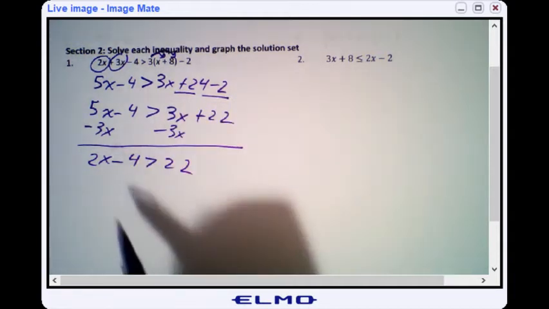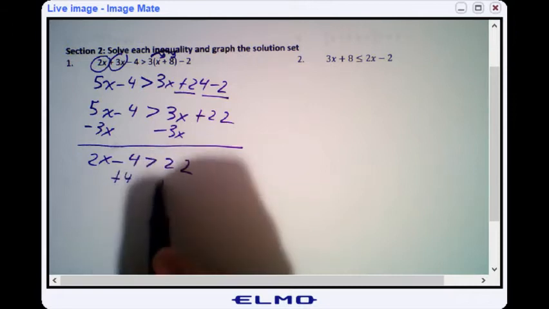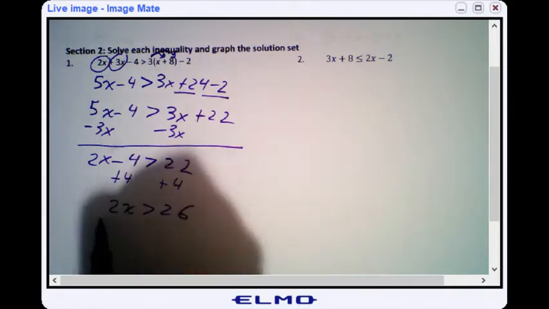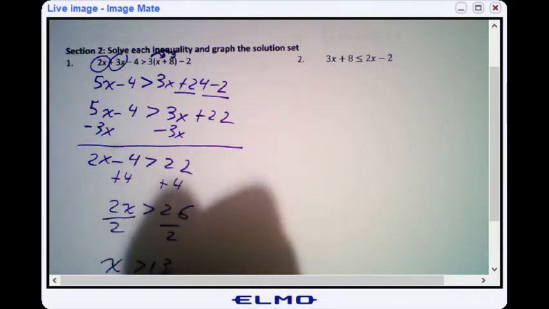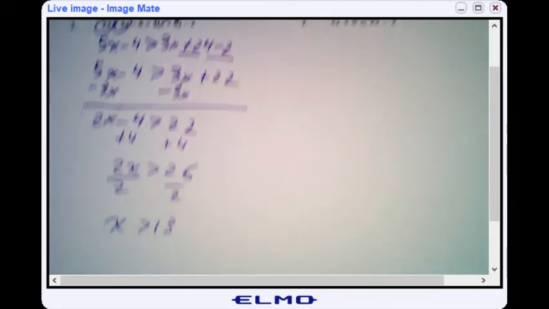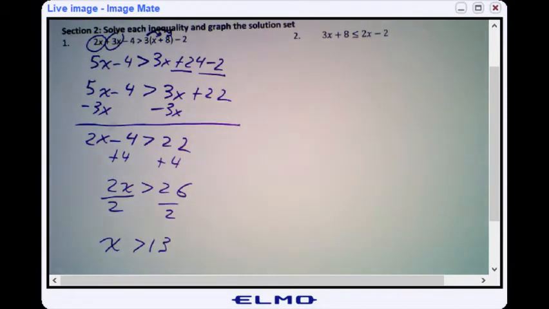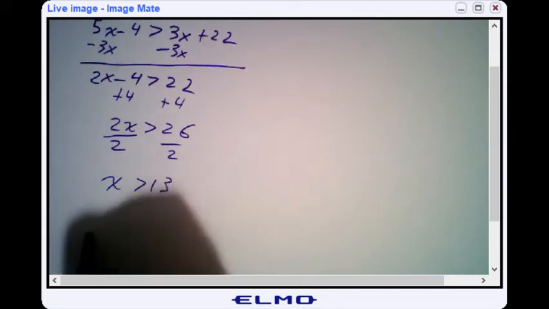I now have to put my numbers on the right side. I'm going to add 4 to both sides. I'm going to get 2x is greater than 26 and divide both sides by 2. X is greater than 13. That means any number bigger than 13 is part of my solution set or will make my original inequality a true statement. If I wanted to graph this, I would draw my number line.